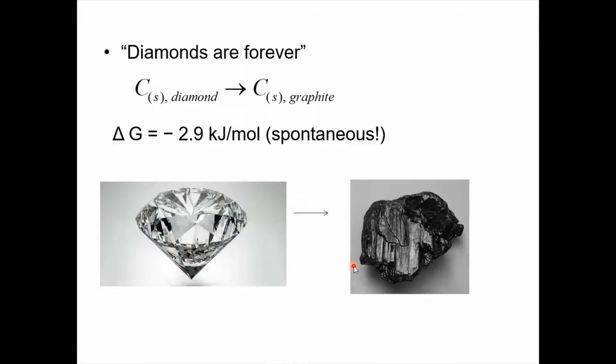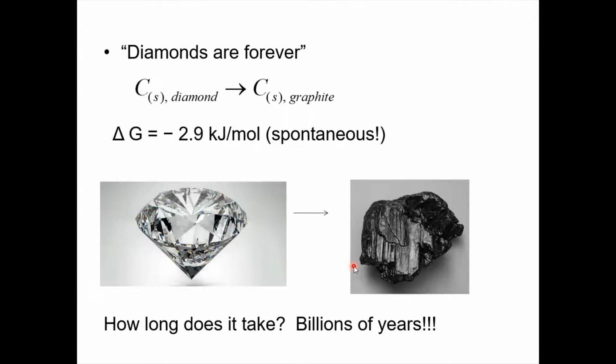Your diamond will turn to graphite. However, the question you have to ask is, how long does it take? And the answer is billions of years. So this is not going to happen for billions of years. Throughout your lifetime and your wife's lifetime, that diamond ring is going to stay as a diamond. Throughout your children's lifetime, throughout your grandchildren's lifetime, and many generations afterward, it'll still be a diamond until it starts getting a little cloudier and darker.